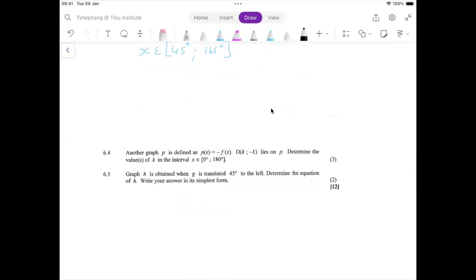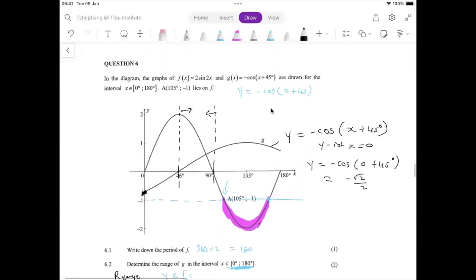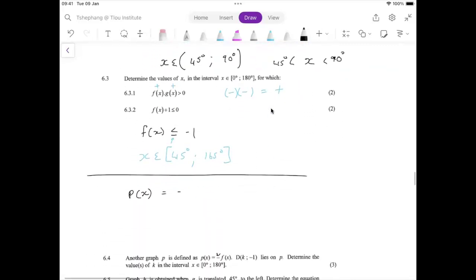Let's first do this. Let's say that P of x is going to be minus, right? The minus is this one. Now, what is f of x? f of x is 2 sine 2x. So 2 sine 2x. Okay, now we have x and we have y. Those are the coordinates that we're given.